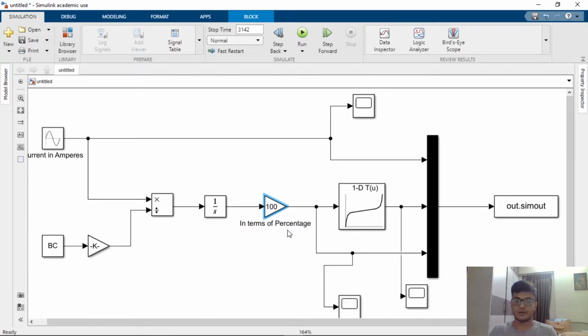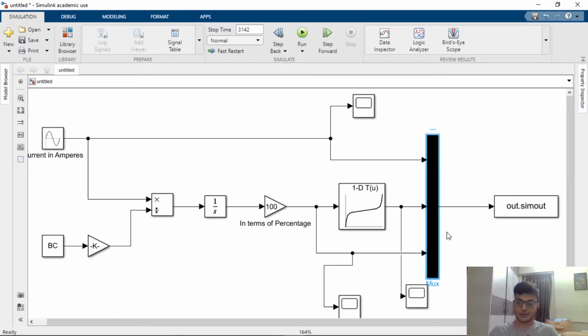Alright, what we are looking at here is a 1D lookup table. This lookup table accepts the state of charge as an input and gives out the battery voltage. So corresponding to the state of charge, we'll have a particular battery voltage. I have included three scope blocks. The first scope is to visualize the current, the second is to visualize the battery voltage, and the third is to visualize the state of charge.